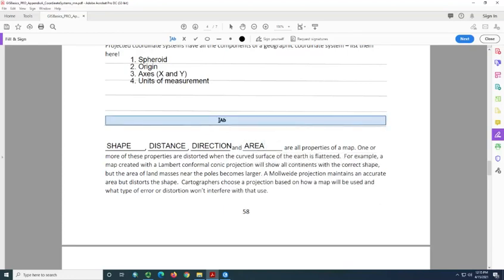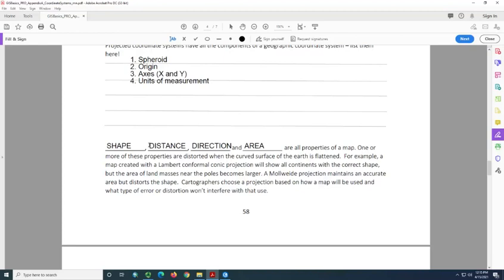One or more of these is going to be compromised every time you use a projection, and you choose a projection based on which matters the most, because every projection has some distortion. Many of them, if they're a really good projection for your area, are not going to have much distortion at all. But every projection is going to have some distortion.